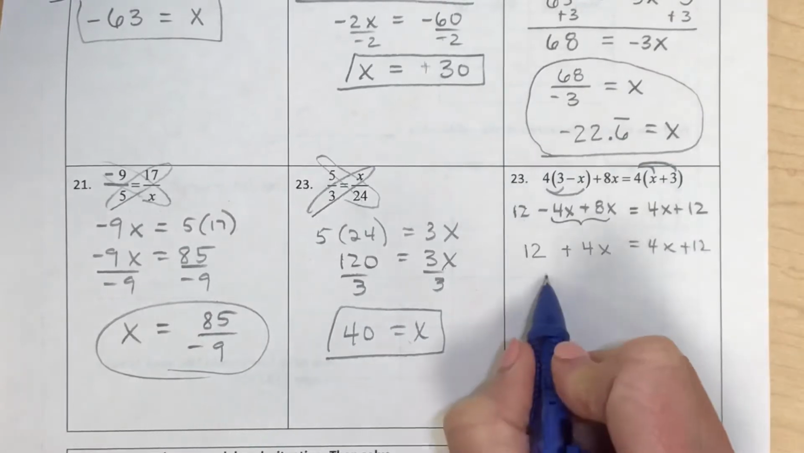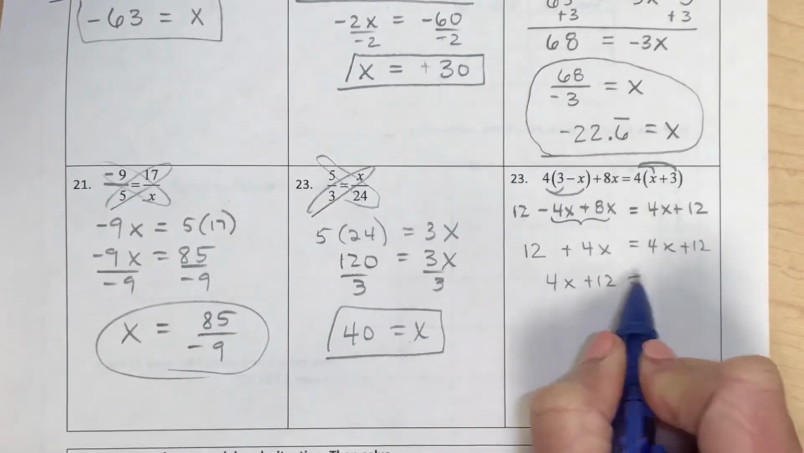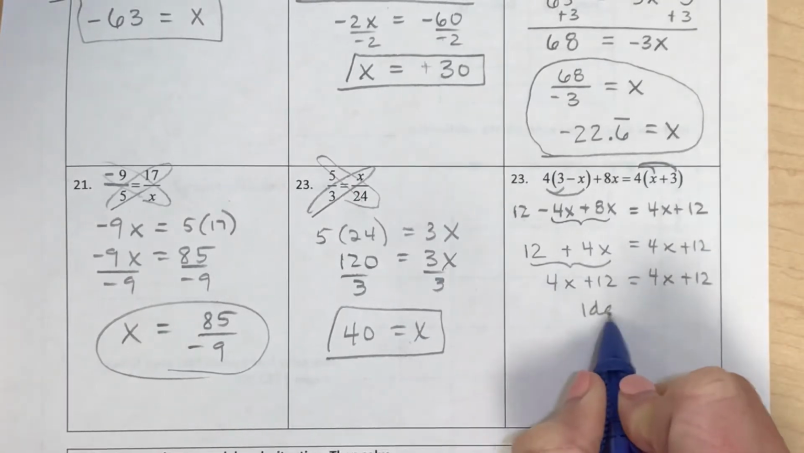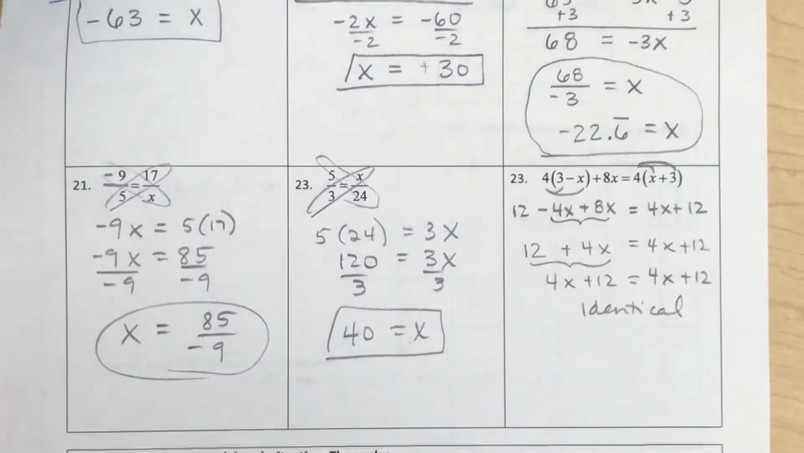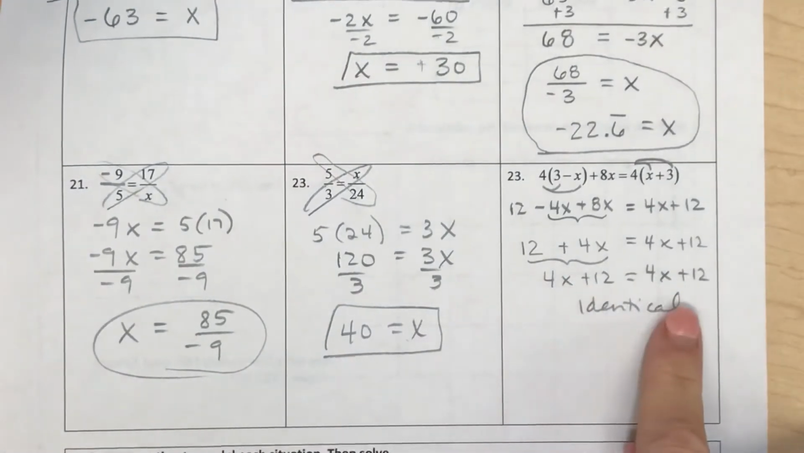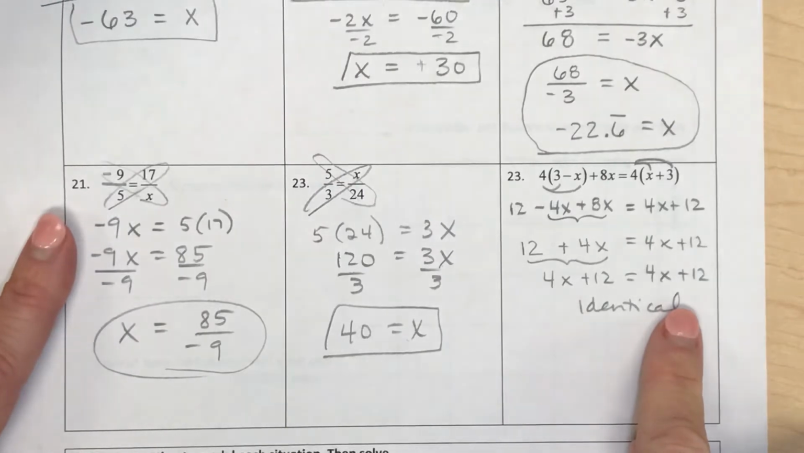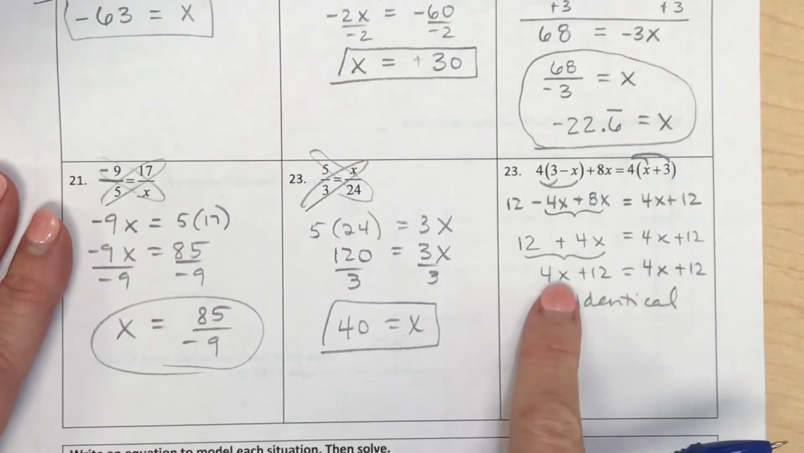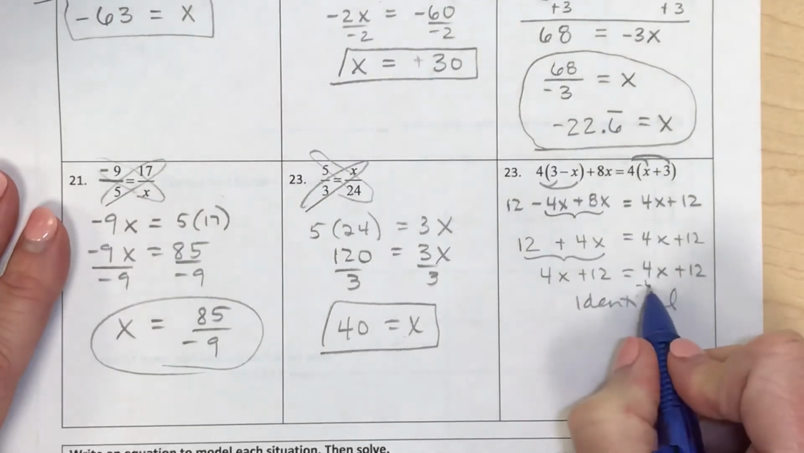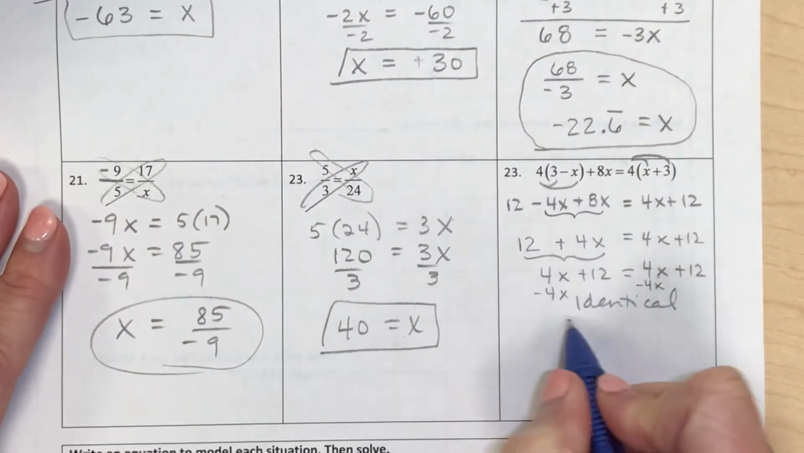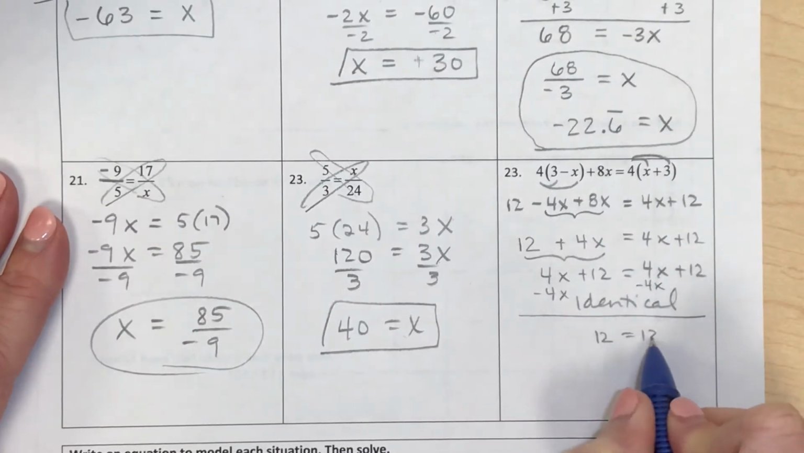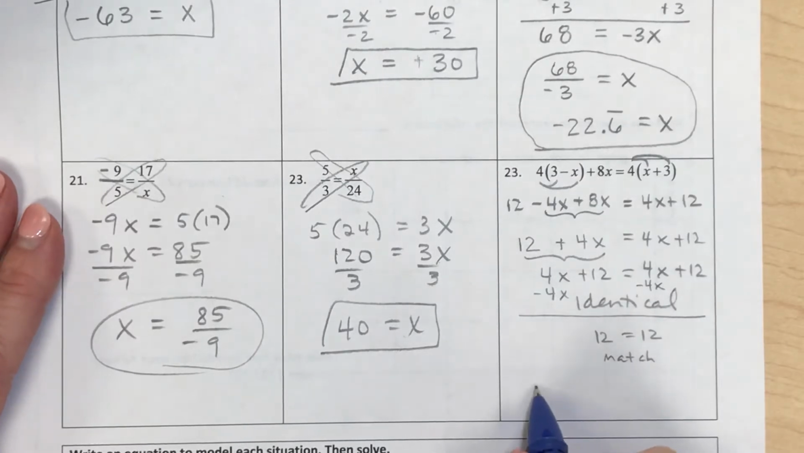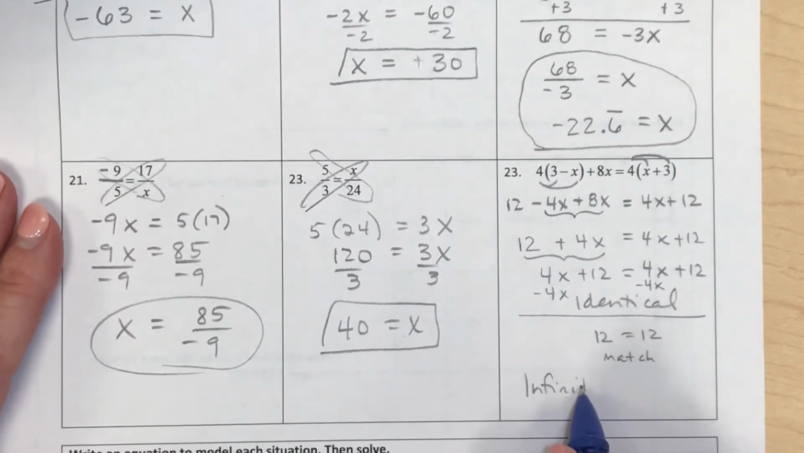Now I noticed something. I'm going to reorder this. So reorder. Do you notice that these are identical? So when the left side and the right side of your equations are equal, you're going to get infinite solutions because no matter what you put in here, it will be identical to what you put in there. Or if you subtract 4x, notice how your letters cancel and 12 is equal to 12. So because these match, this is going to be infinite solutions.